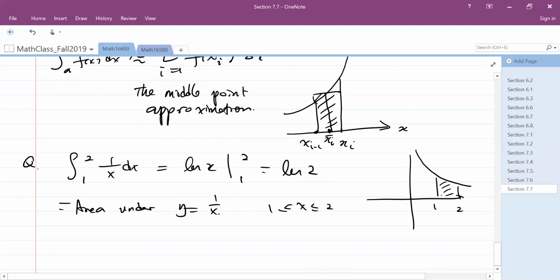Yes, this is the graph, y equals 1 over x.